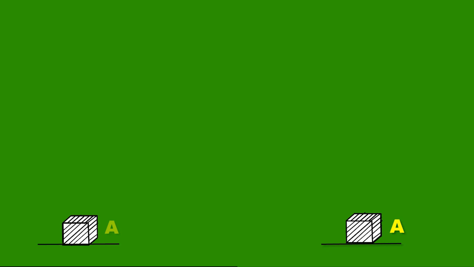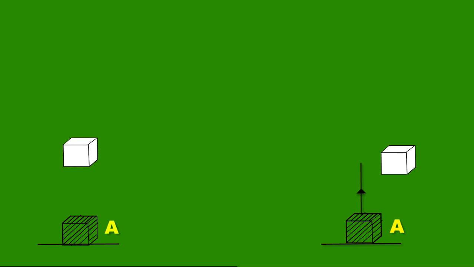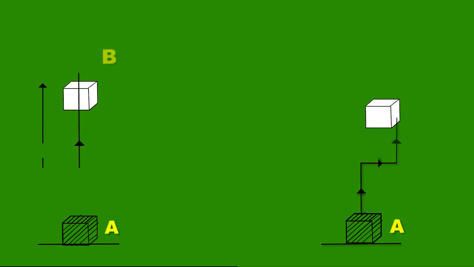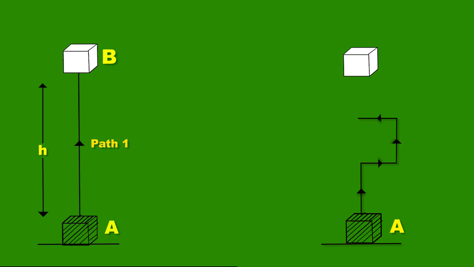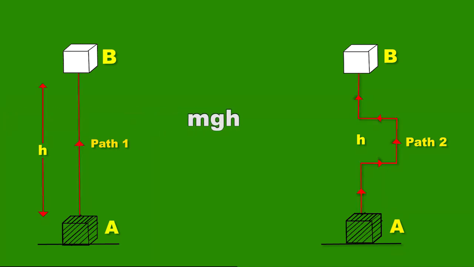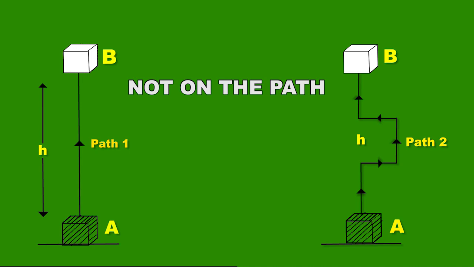In the two examples shown, the box is raised to a height h in two different paths. What is the work done in both situations? Is it the same? Yes, the work done in both situations is mgh. This is because the work done by gravity depends on the difference in vertical heights of the initial and final position of the object, and not on the path along which it is moved.